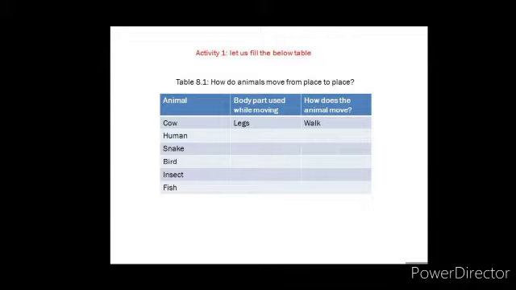Why are there so many differences in the way that animals move from place to place? Why is it that many animals walk while a snake slithers or crawls and a fish swims? Here, first animal, cow. Body part used while moving a cow is legs, right? Animal moves by walk, right?